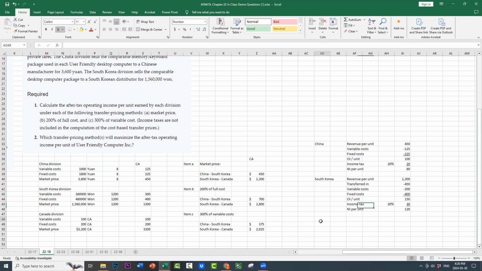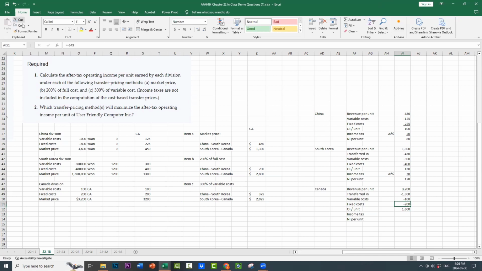So now we're going to move over to Canada. I'm going to take this and I'm going to copy it and paste it. We've got the revenue that we're going to earn, $3,200. Transferred in is going to be the $1,300. Then we've got our variable costs, 100, 200, and that's going to determine our operating income per unit, 1,600. And now we got to take away our tax rate. Our tax rate is 30%.